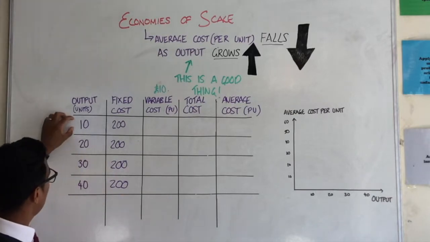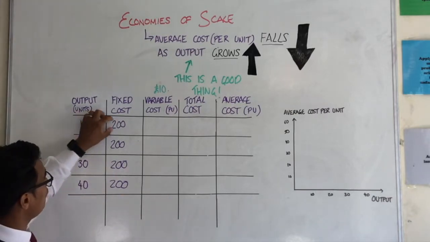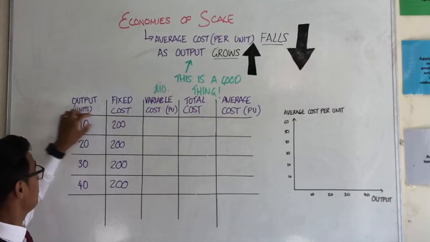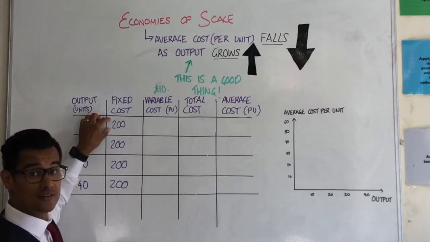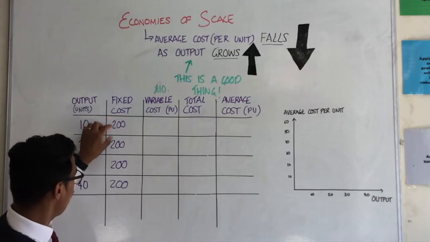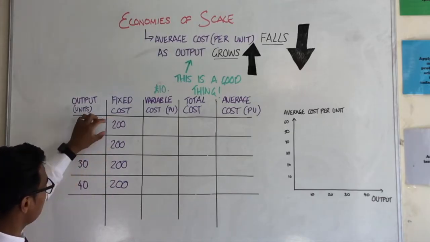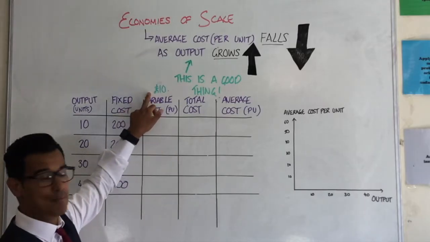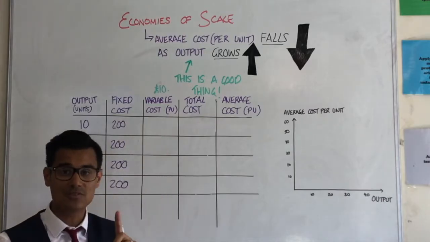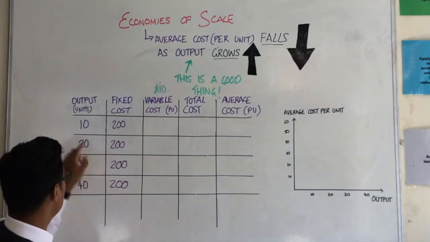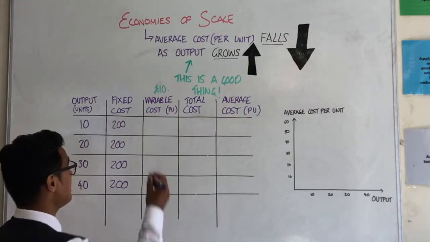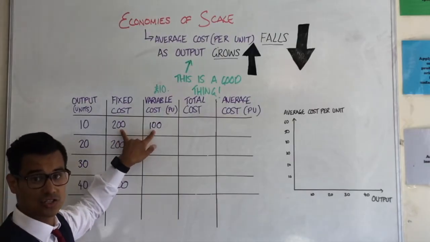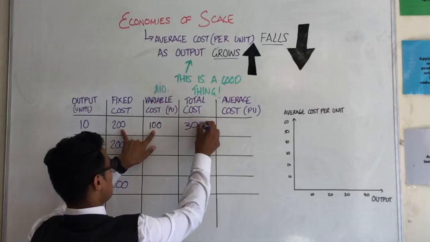Let's go. So output: if you were to make 10 things, your fixed costs are £200. And because fixed costs do not vary with output, it will be the same all the way down. So as you make more things, the fixed costs stay the same. The variable cost per unit, we're going to say at the moment, is £10. So if it costs you £10 in variable costs to make one thing, if you make 10 things, 10 times 10 is 100. Total costs is 200 plus 100, fixed costs plus variable costs, so that is 300.